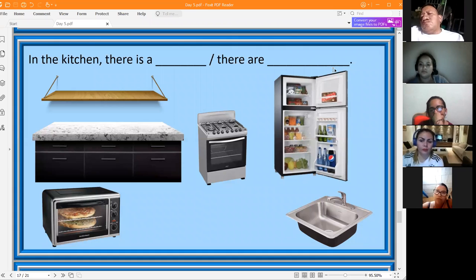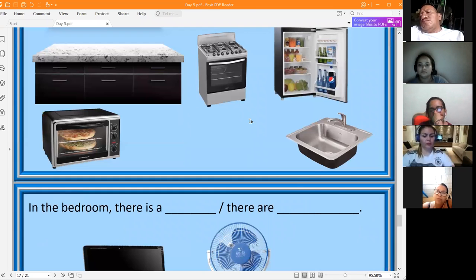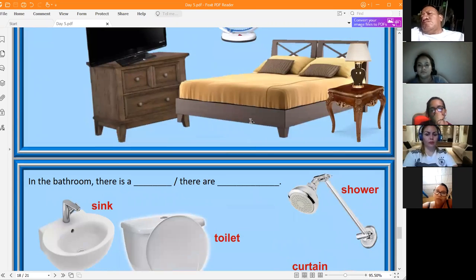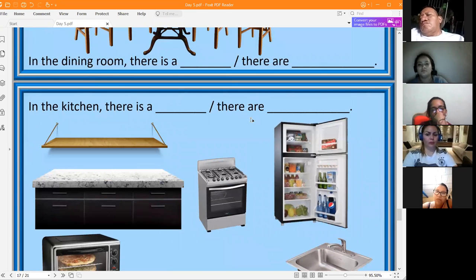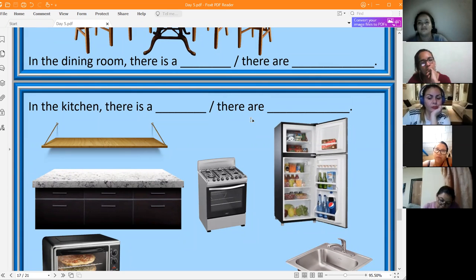Well, ladies and gentlemen, we're going to stop here. We still miss the bedroom and the bathroom. Time is up. I see some people falling asleep. They are calling me, right? Tito is already talking to St. Peter's.